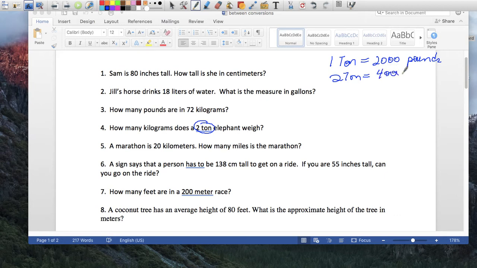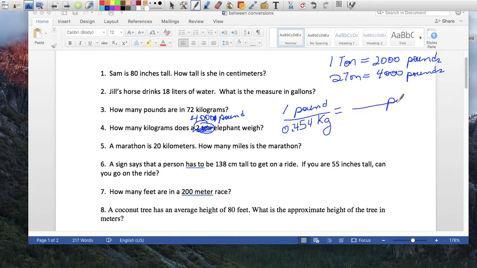This particular elephant is 2 tons, so double that, 4,000 pounds. So you need to change this question to say, how many kilograms does a 4,000 pound elephant weigh? Okay, that's the first change you need to do. Now we can find how many kilograms that is. We're going from pound to kilogram, so we're going to go on the right side. It says that 1 pound is the same thing as 0.454 kilograms.